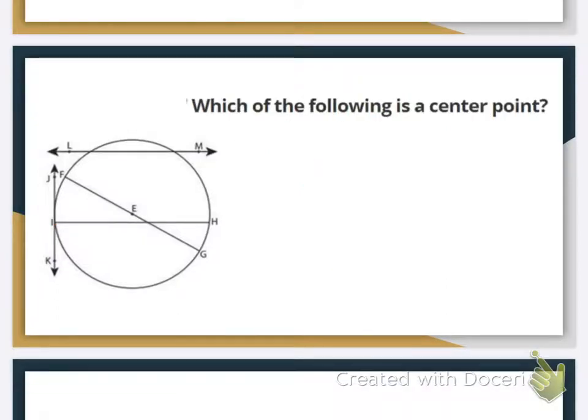Okay, which of the following is the center point? Well, the center point is exactly what it says, the point at the center. So that is E, right in the middle of the circle. So this should be it for the parts of a circle that you have to name.